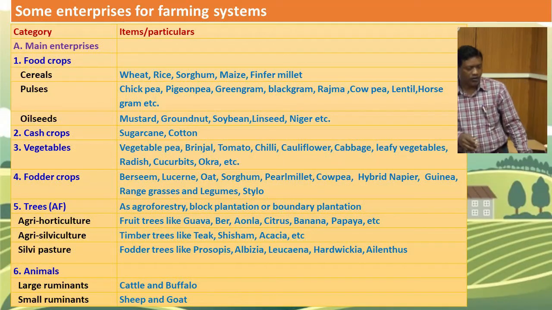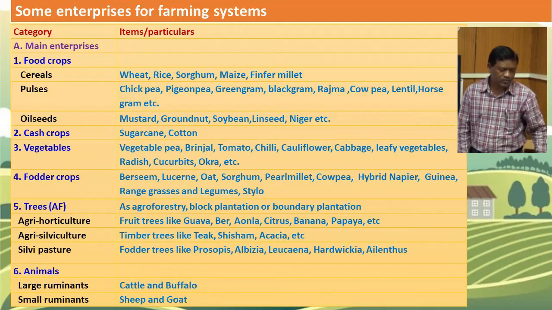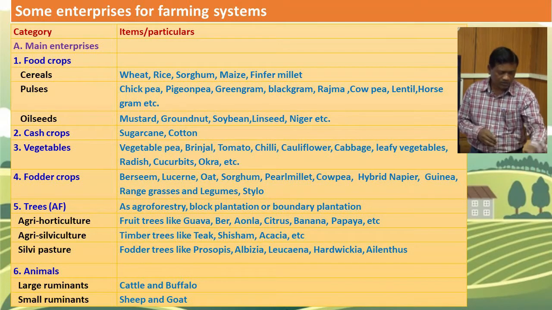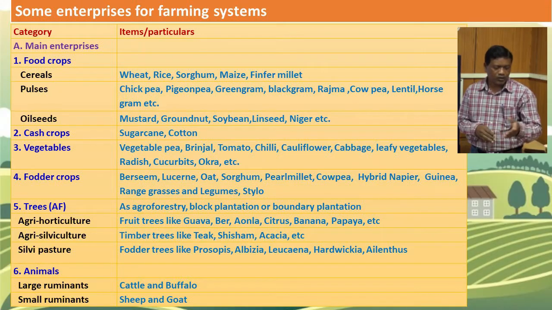Some enterprises for the farming system. These are the main enterprises: food crops, cereals, pulse crops, oilseeds, cash crops, vegetable crops, fodder crops, and tree crops. Agroforestry systems should be there, such as agri-horticulture, agri-silviculture, and silvopastoral systems, and animals, ruminants and small ruminants. These are all the main enterprises through which you can run your integrated farming systems. So selection of these crops or enterprises is very important for running integrated farming systems.